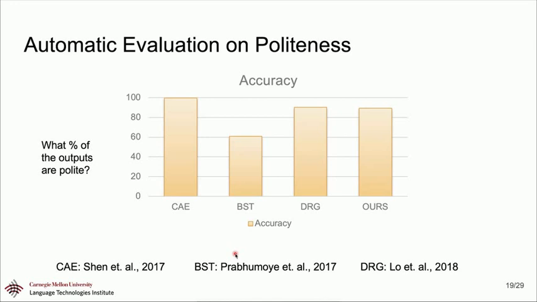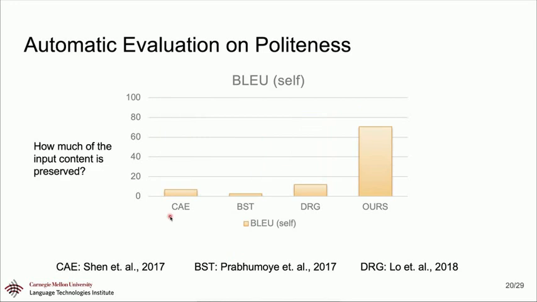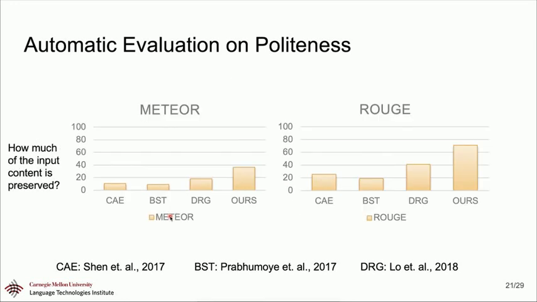Now, to put this number into perspective, we need to note that the classifier really is only looking for keywords and phrases that can indicate politeness. So, if we had a system that generates "please," "thank you," "kindly" for any given input, such a system would get an accuracy of about 100%. This indicates that we need to use metrics that also look at content preservation. The first such metric that we use for these purposes is BLEU. As we can see, our system outperforms all the baselines on BLEU, getting a BLEU score of about 70, and the next best system, DRG, gets a BLEU score of about 15.